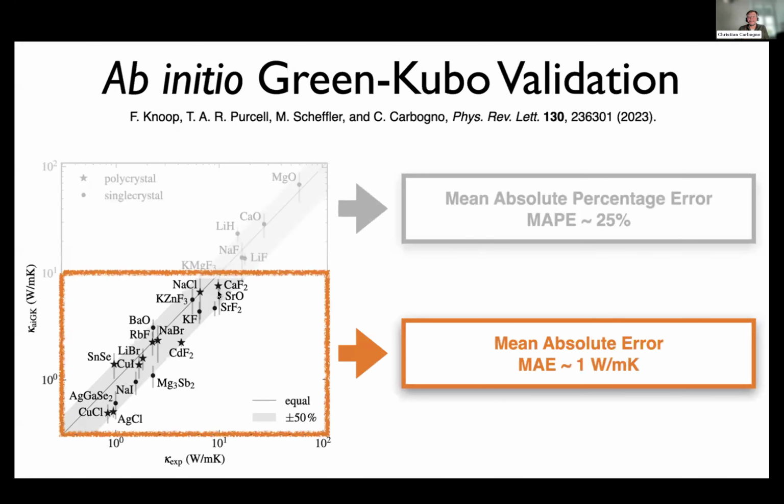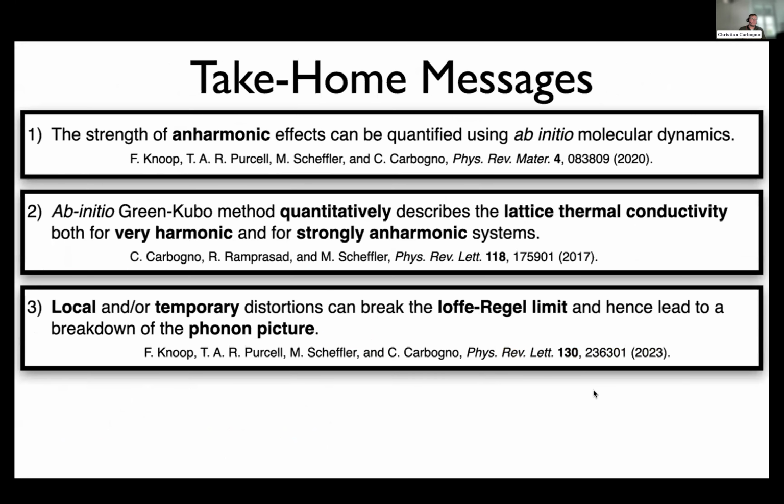And especially here in this low thermal conductivity range, here you see our copper iodide again, for instance, we have a mean absolute error of only 1 watt per meter Kelvin, which is really, really nice and satisfactory. So, to wrap up this whole lattice thermal conductivity discussion, let me remind you that this local and/or temporary distortion can break this Ioffe-Regel limit, lead to a breakdown of the phonon picture, and with that to a breakdown of all these perturbative frameworks. So here you have really strongly anharmonic materials that need more advanced methods to be treated.